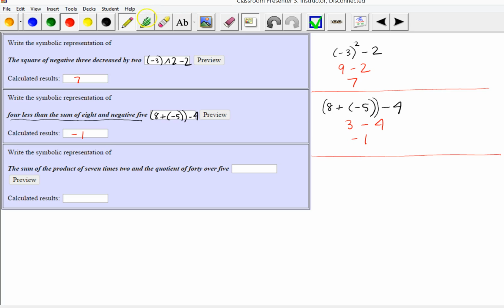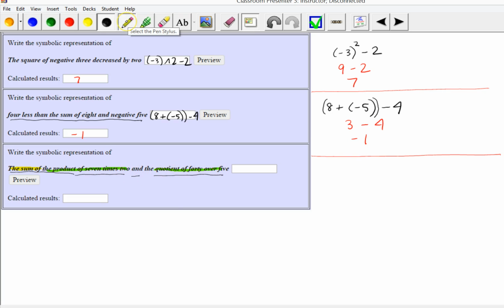Now the last one, we want the sum of the product of 7 times 2 and the quotient of 40 over 5. Okay, so notice the language on this is very important, but it can be a little confusing. Since it says the sum of, that means we're going to find the sum of 2 things. The 2 things we're going to sum are the product of 7 times 2 and the quotient of 40 over 5. So we need to take these 2 things and add them together.